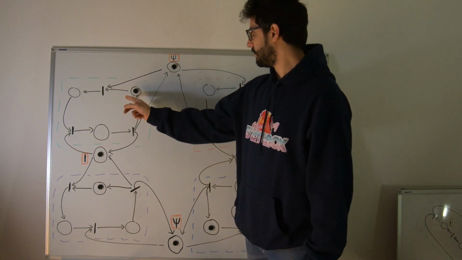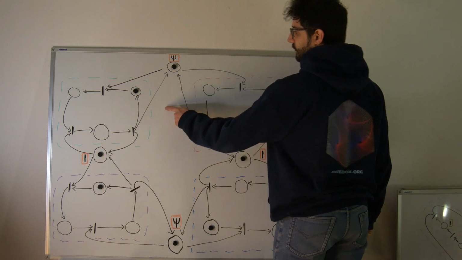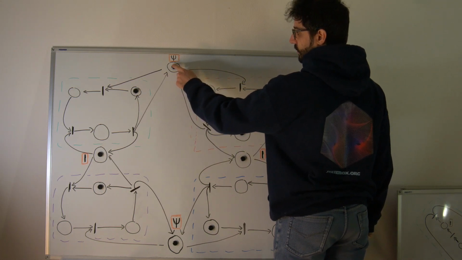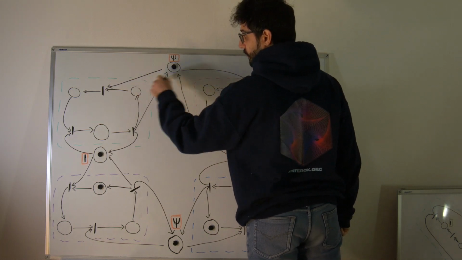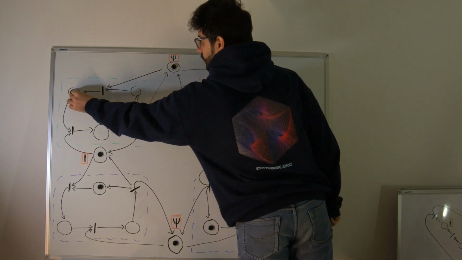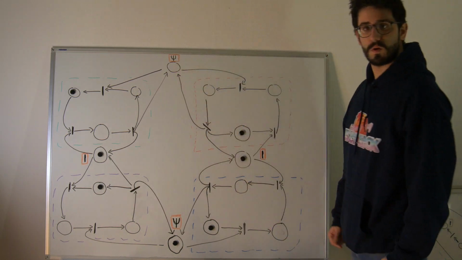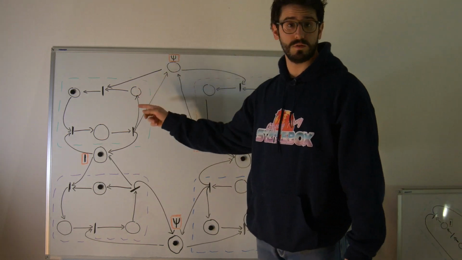Suppose that the green philosopher decides to eat. So what the green philosopher will do is consume this token and this token. Both tokens have to be consumed if they're in the input of a transition, and it will spit out a token here. So you see that now the token representing the fork disappears because the fork is being used by the green philosopher.